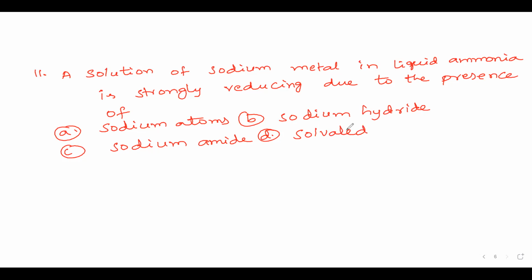Solvated ammoniated electrons, that is solvated electrons. So the solution of sodium metal in liquid ammonia is strongly reducing due to the presence of solvated electrons only. Answer is solvated electrons. Very, very important. This is nothing but solvated electrons. Next question.